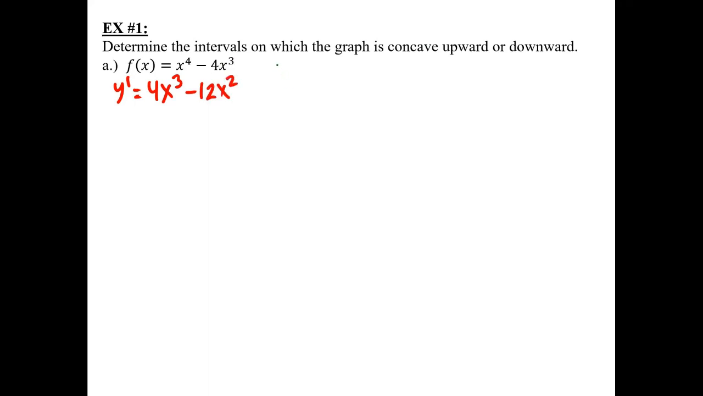Next, the second derivative of the function. You just base it on the function here. 12x cubed, it should be squared, minus 24x. And that is the second derivative of the function. Next, you need to equate it to 0 and factor it. So we have 12x, which is the greatest common factor, times x minus 2 is equal to 0.